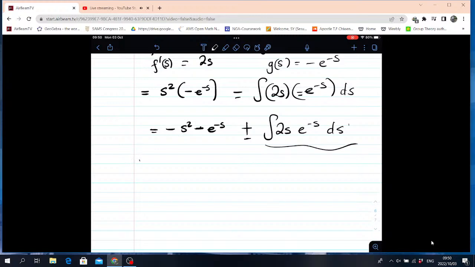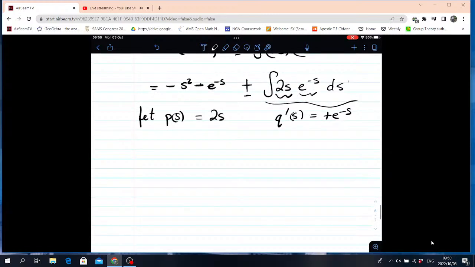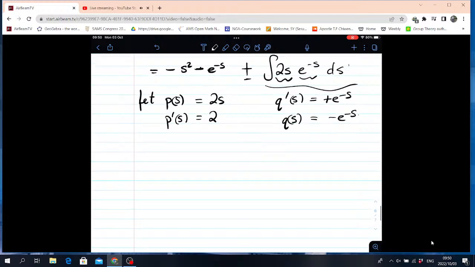So we say let p of s, or whatever letter you prefer, be 2s, and then q prime of s be equal to e to the minus s. So that is our p of s, that is our q prime of s. And then if we differentiate, we get 2, and then if we integrate that, we get minus e to the minus s.